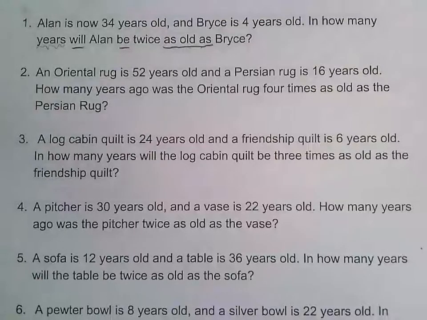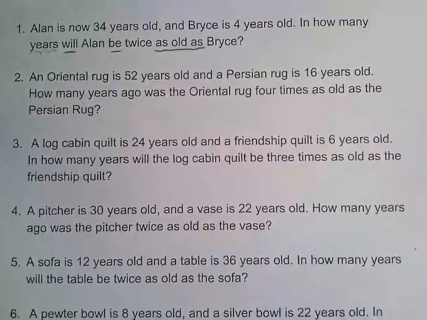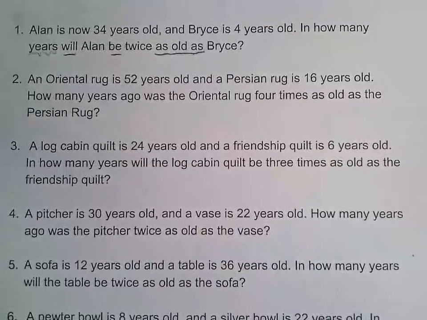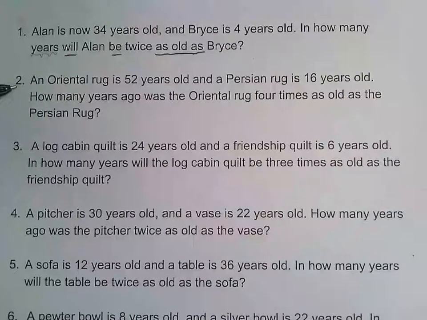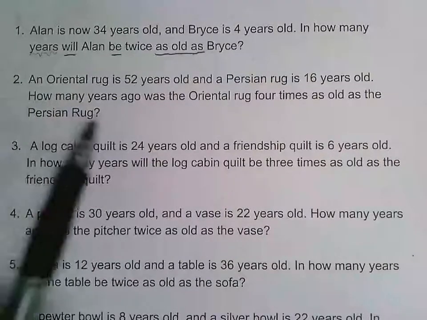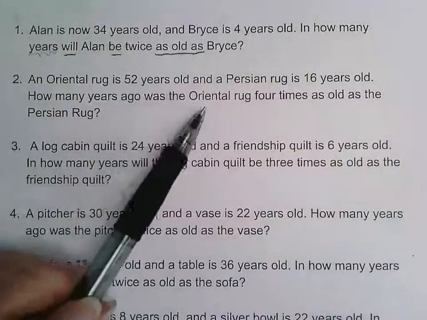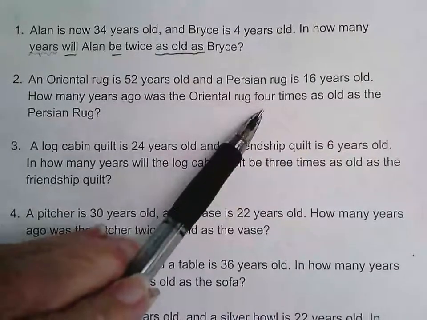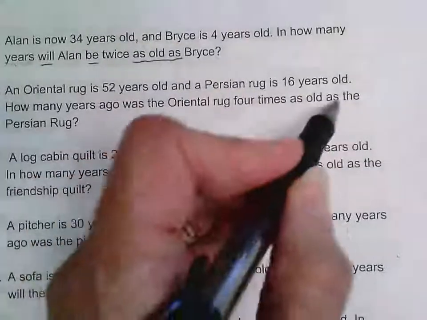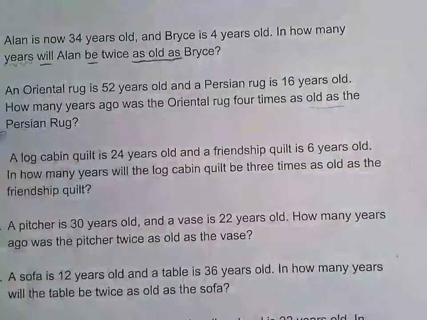Age word problems, number 2. Number 2 is very similar to number 1, except instead of going forward in time, we're going to be going backward in time. An Oriental rug is 52 years old and a Persian rug is 16 years old. How many years ago was the Oriental rug 4 times as old as the Persian rug?